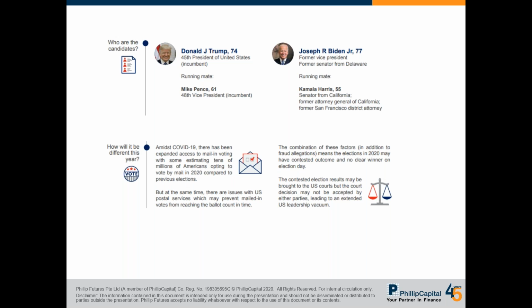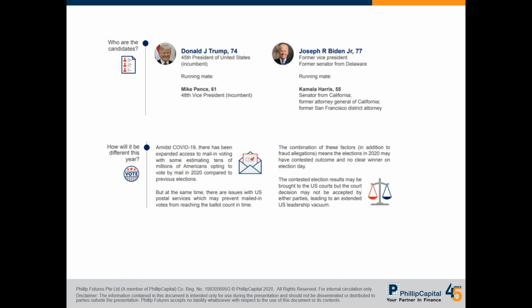So how is it different this time? During COVID-19, there is this option of mailing in your votes. As much as tens of millions are opting for this option. Of course, through snail mail, we know the problem: votes might not reach the ballot count in time. Secondly, there might be fraud allegations. So this might mean that the election would have a contested result with no clear winner on 3rd November. I mean, on 4th November. They will vote on 3rd November, and it will come out on the 4th November.